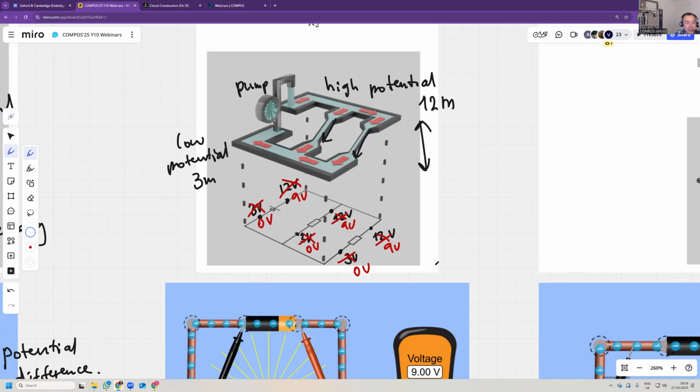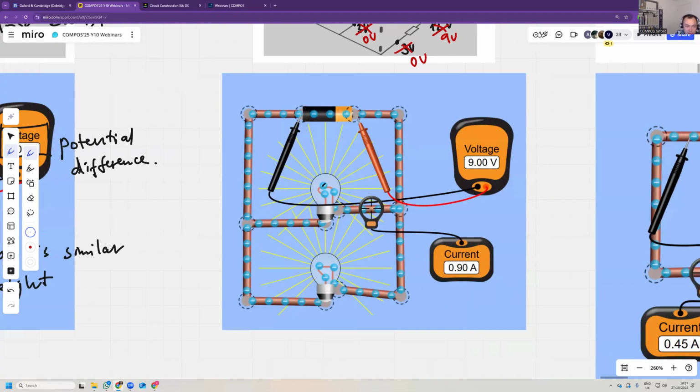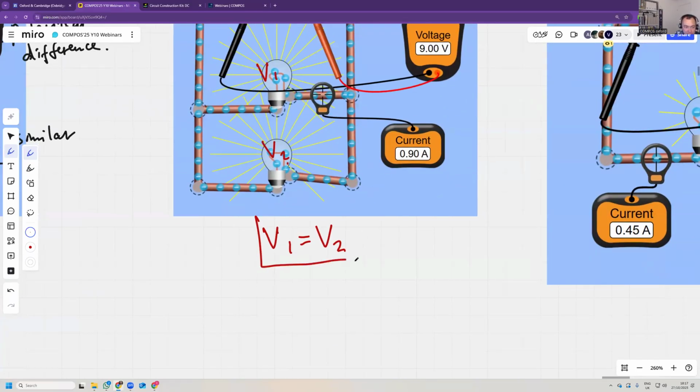Yeah. And then obviously, if you have a parallel circuit, you must have the same potential difference. The voltage on the first lamp and the voltage on the second lamp must be the same. V1 and V2 will always be the same because you get the exact amount of energy you get in the battery, you lose in either light bulb. This is always true for a parallel circuit. In a parallel circuit.